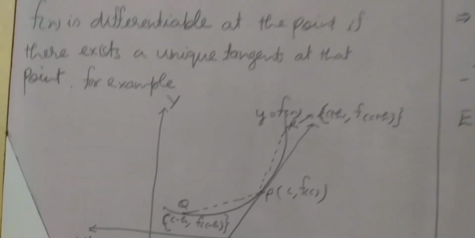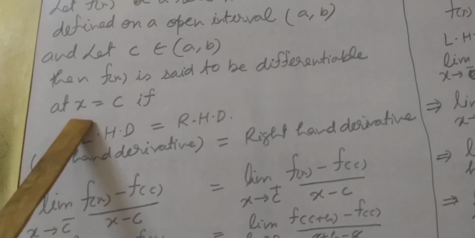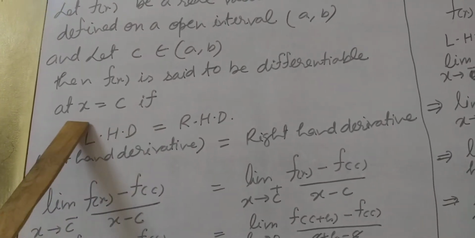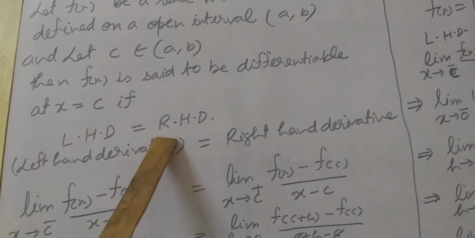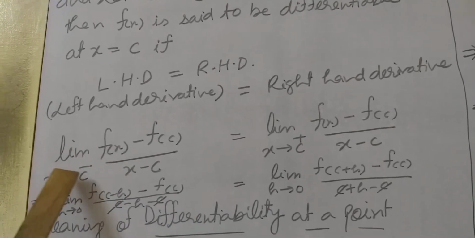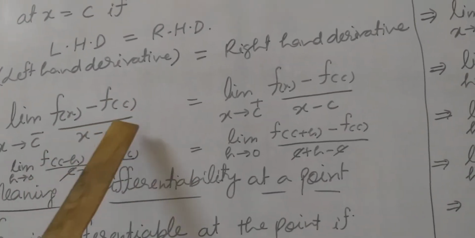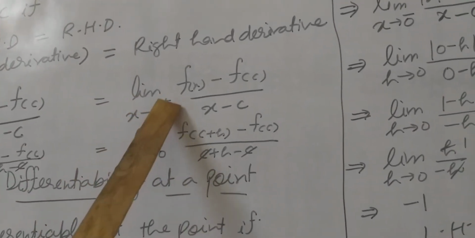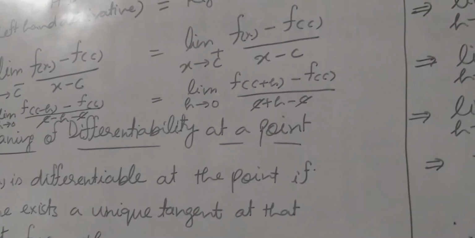So students, the overall conclusion is this: a function is differentiable at the point x equal to c when LHD equals RHD, left hand derivative equals right hand derivative. Limit x tends to c minus of (f(x) minus f(c)) upon (x minus c), and limit x tends to c plus of (f(x) minus f(c)) upon (x minus c). Both are equal, both values should be equal.